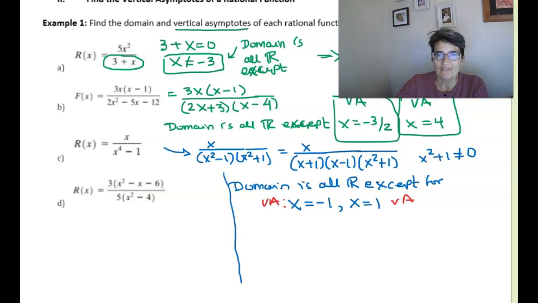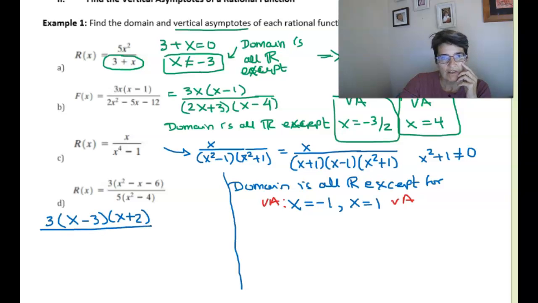Okay? Let's look at part D. So part D, we factor the top and bottom as much as we can. So the top is (x minus 3)(x plus 2). The bottom is 5(x plus 2)(x minus 2). Alright, now don't reduce yet. Don't cancel things yet. You have to find the domain before you reduce the function.